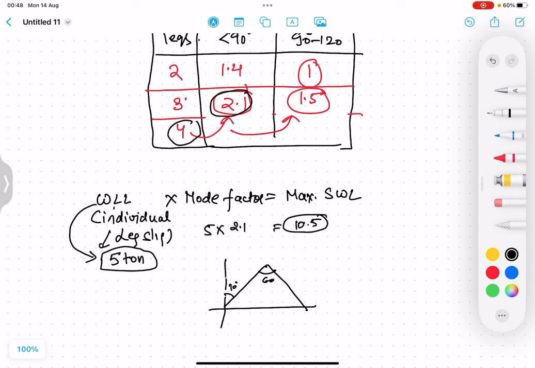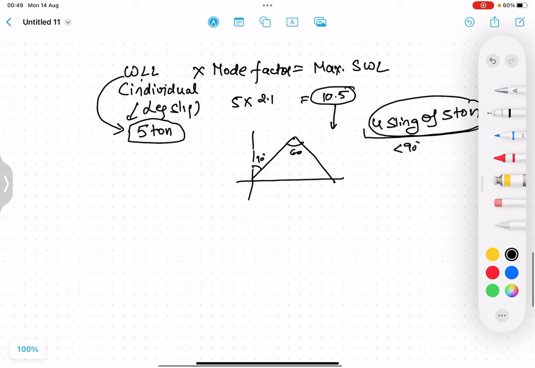Try to understand: if we are using four slings of capacity 5 ton, having an included angle of 30 degrees or less than 90 degrees, then the maximum load we are able to lift is 10.5 ton. These four slings combined can only lift a maximum of 10.5 ton. So this is the idea: WLL into mode factor equals maximum SWL. So you can find, for a combination of a particular number of legs, if the WLL of a sling is given, what is the maximum weight that we can lift. In this way you can use it.